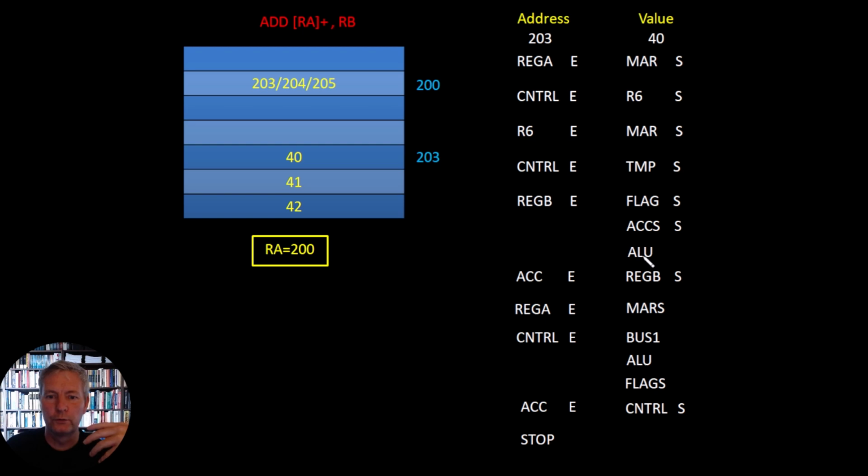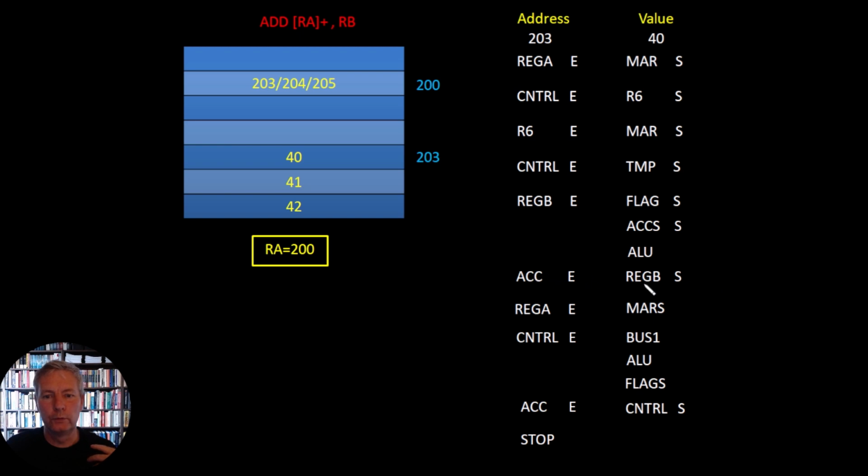So that's us worked through, and we've got our value of 60. But we want to actually put the value of 60 into register RB. So what we can do is enable the accumulator because it's now got the value 60 in it. So we enable that value 60 onto the bus, and we save it in Reg B, so Reg B gets set. So that's us going through the addition phase.